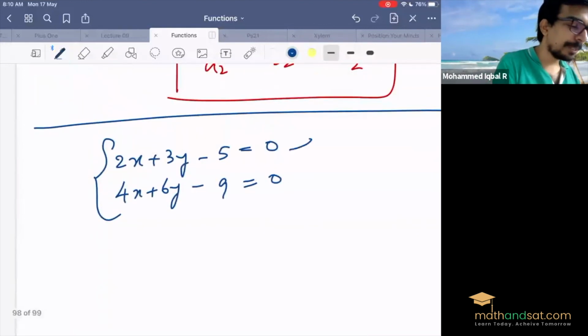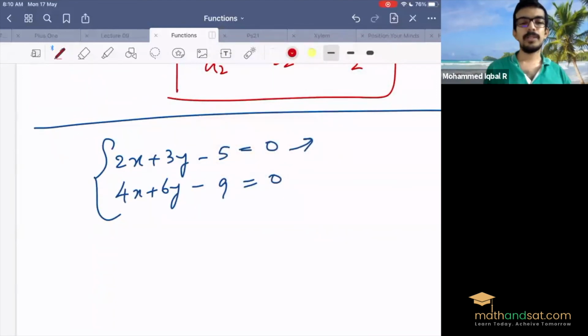What is the slope of the first line? Please tell me what is the slope of the first line. Anybody there?